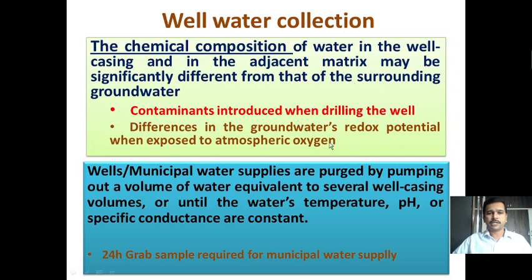And not only these casing pipes, but also the adjacent matrix present in the water, which may be from the surrounding groundwater. They might have combined with the borewell water from which you are going to collect. So the contaminants might have been introduced while drilling the borewell.